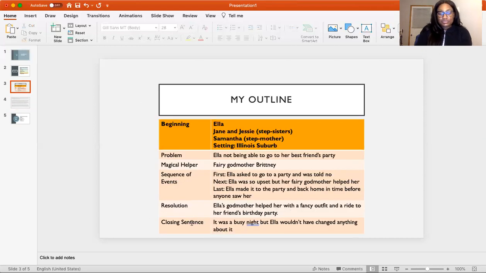And then, to close out my story, I'm going to talk about how it was a busy night, but Ella wouldn't change anything about it. She enjoyed her night just that much. Now let's see how I put all 6 of these things together to make a pretty amazing Cinderella story.